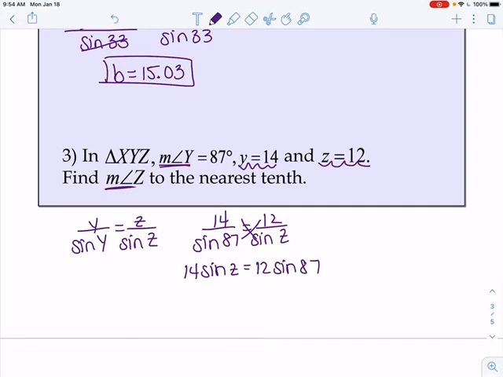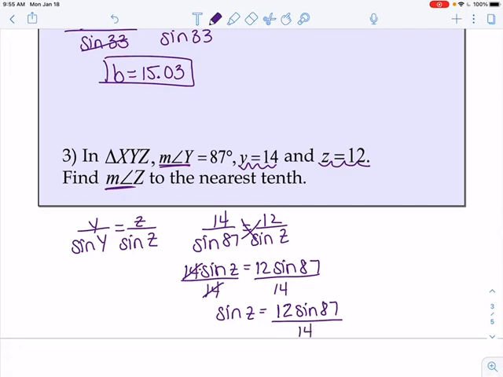Okay, again, I want to get the sine of Z by itself. Right now I'm multiplying that by 14, so the opposite of multiplying by 14 is to divide by 14. The 14s are going to cancel, and now I have the sine of Z is going to equal 12 times the sine of 87 all over 14.